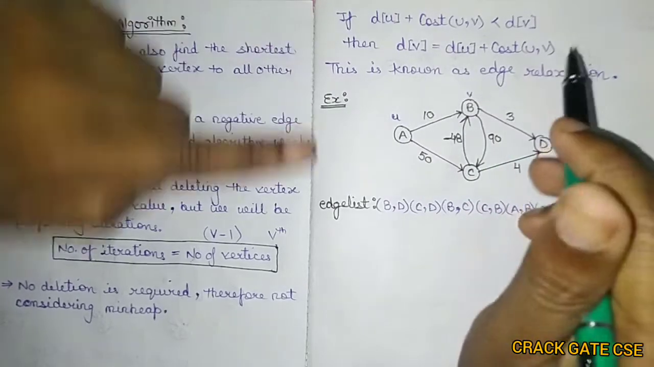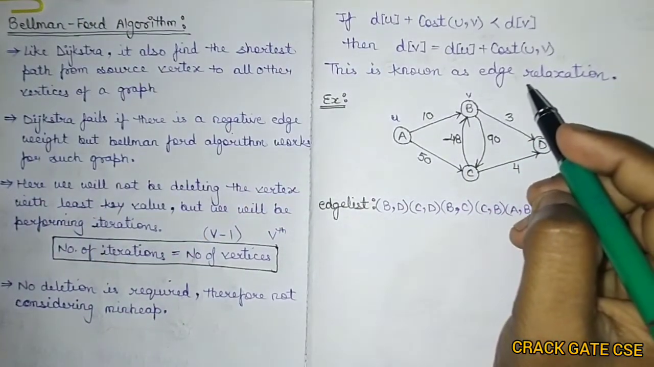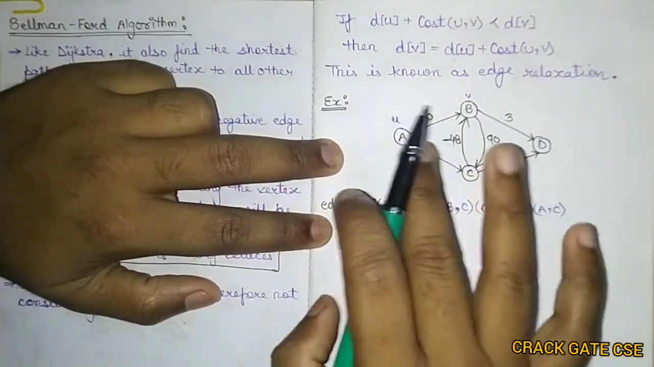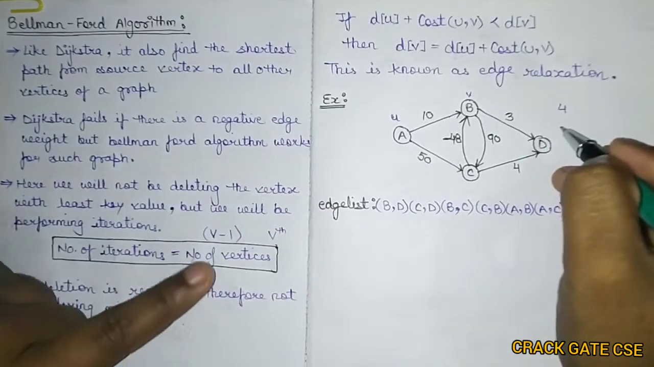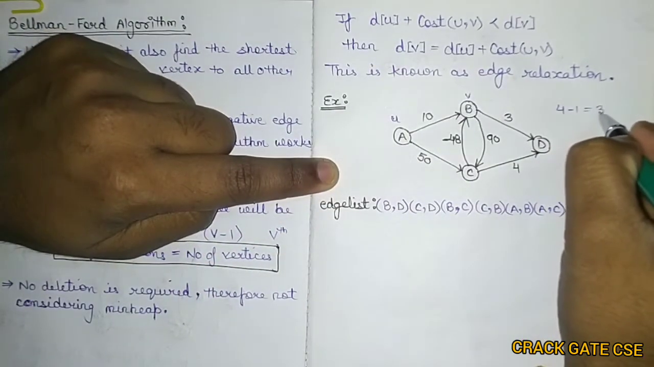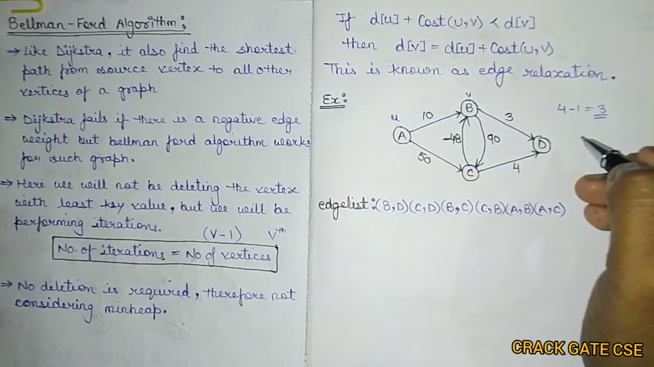Let's see how to solve this particular example using the Bellman Ford algorithm. First of all, we have to perform the iterations. Here I have 4 vertices, and we have to perform the iteration 4 minus 1 times. That means the iteration would be 3 in this example. Initially, we need to initialize the key value and the parent value for each vertex.